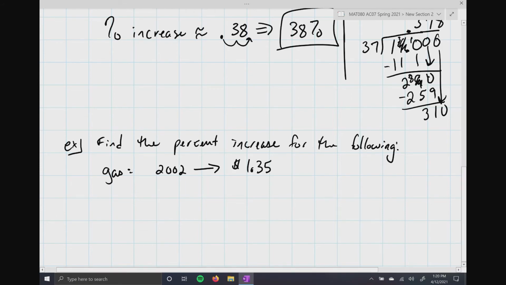We'll do it in 2020, because we're still in 2021, so we really can't find the average price for the whole year. We have to wait till the end. So the average price of gas in 2002 was $1.35, and then the average price in 2020 was $2.17.